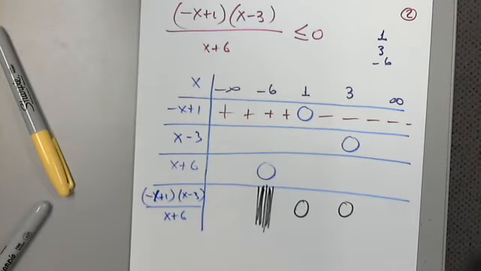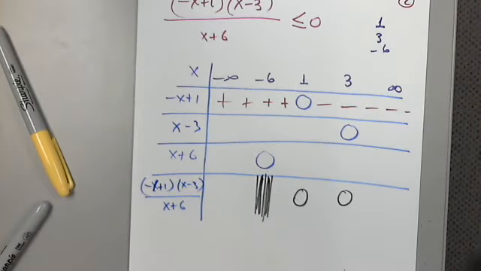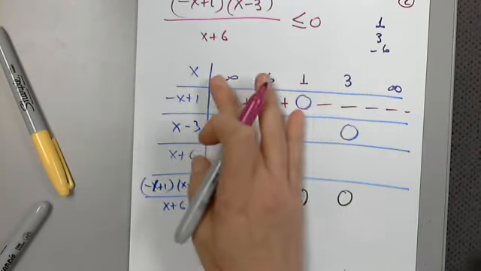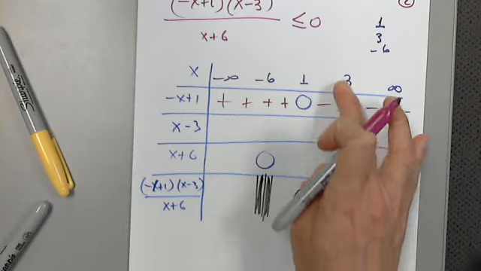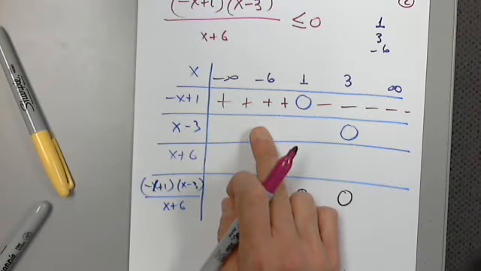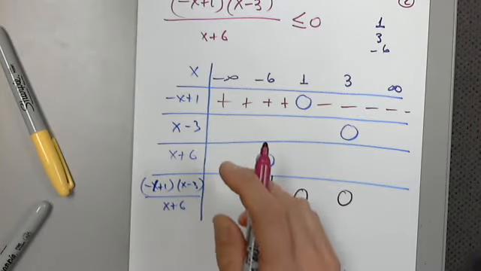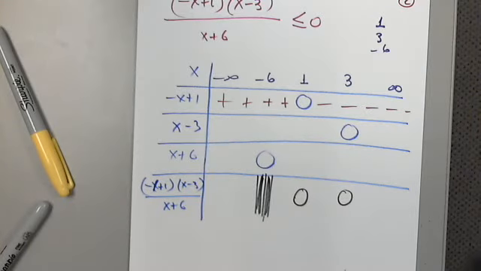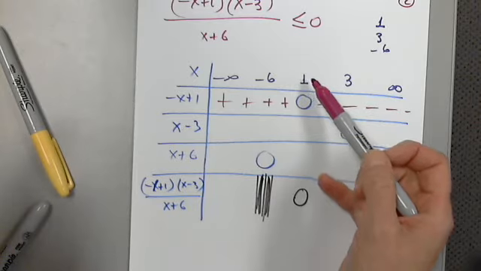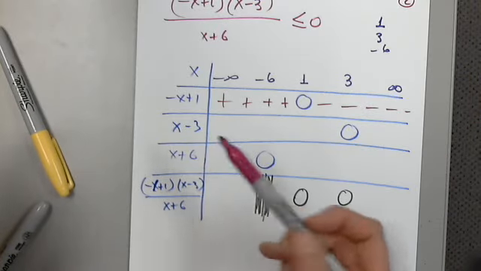For x minus 3, you have to plug in a number between negative infinity and 3. It's like this. It's a linear function with a positive slope. It has to come from negative values. Any number you pick to the left of 3, like 1, 1 minus 3 is negative.